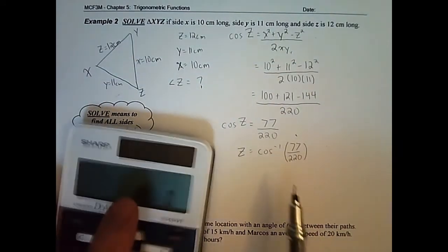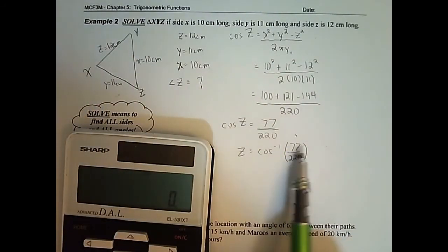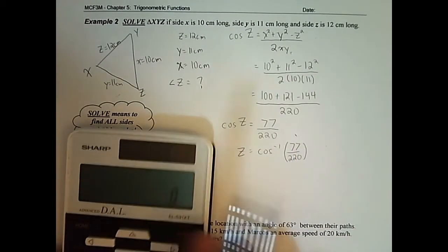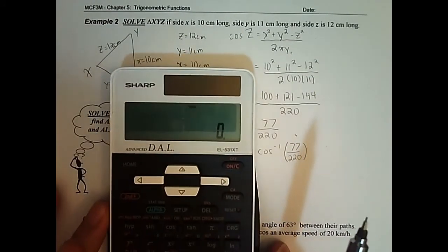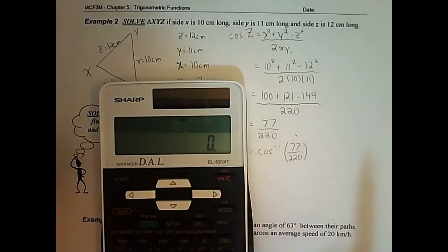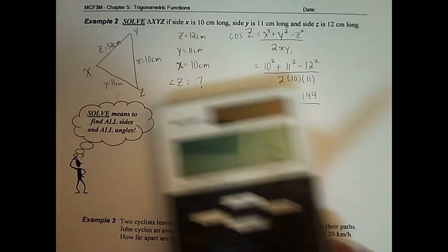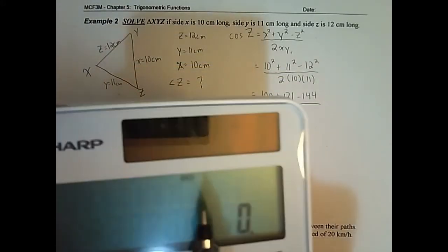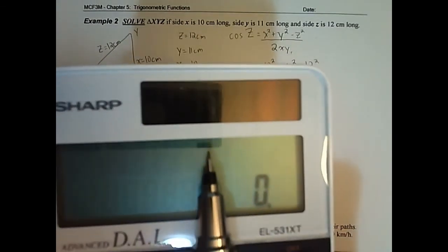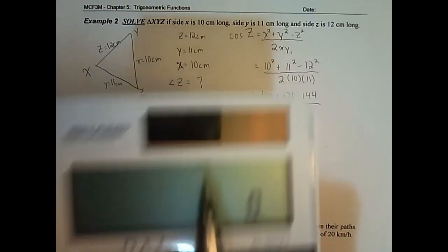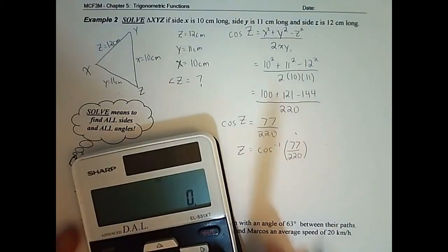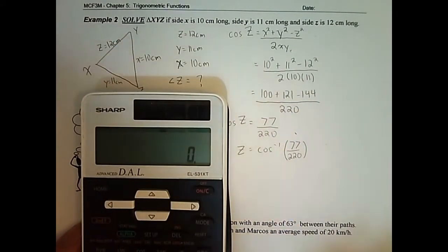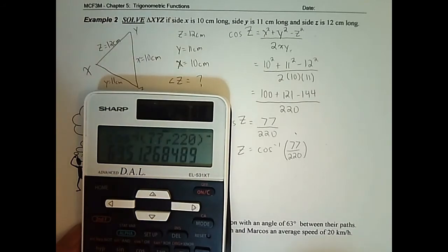But if you want to just put it as a fraction and do that all in your calculator, your calculator can just do that all for you as well, if you don't want to worry about rounding decimals. Also remember that your calculator has to be in degrees, it should say DEG, or the letter D at the top. If it's in something else, you're going to get different answers. So I'm going to do my inverse of cos, and I'm just going to write it as a fraction in brackets, 77 over 220.